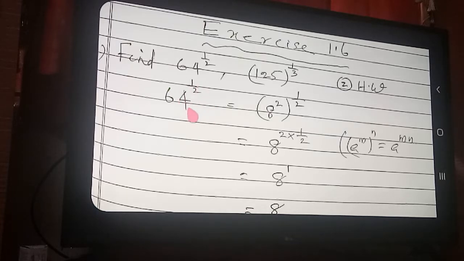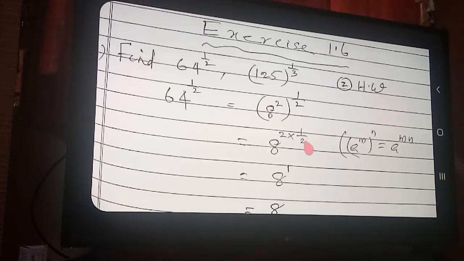Which number, you can guess; you already know. So 64 is equal to 8 square. So in the place of 64, what did I write here? 8 square the whole raised to 1 by 2. How did I write it? Power of power rule applied: a raised to m the whole raised to n is equal to a raised to mn, or here p into q can also be written. No problem. 8 raised to 2 into 1 by 2.